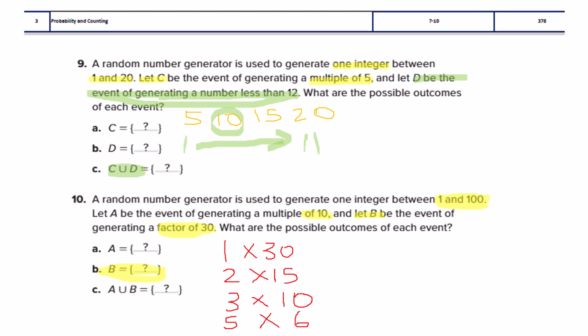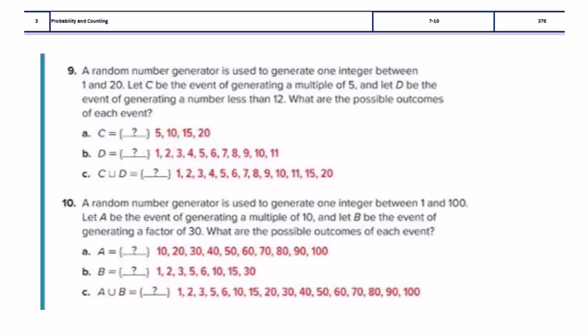Once again, very quickly, you would list all the outcomes of A, all the outcomes of B, and then you do the union of A union B, and you would be able to get the answer very easily. When you have time, you can double check your answers. I hope this helped you to understand question 7 to 10, page 378 on probability and counting.